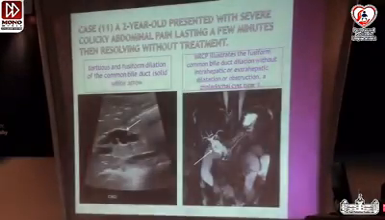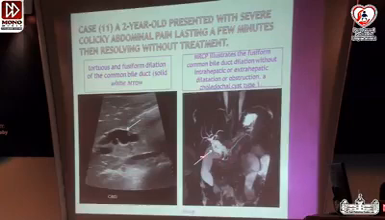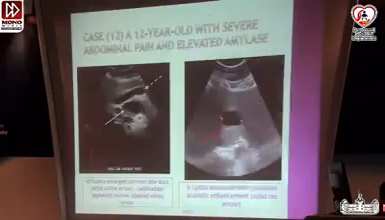This is a 2-year-old presented with severe colicky abdominal pain lasting a few minutes, then resolving without treatment. This slide here shows the common bile duct. It appears tortuous with fusiform dilatation. MRCP proved the same findings. So this was a case of choledochal cyst type 1.